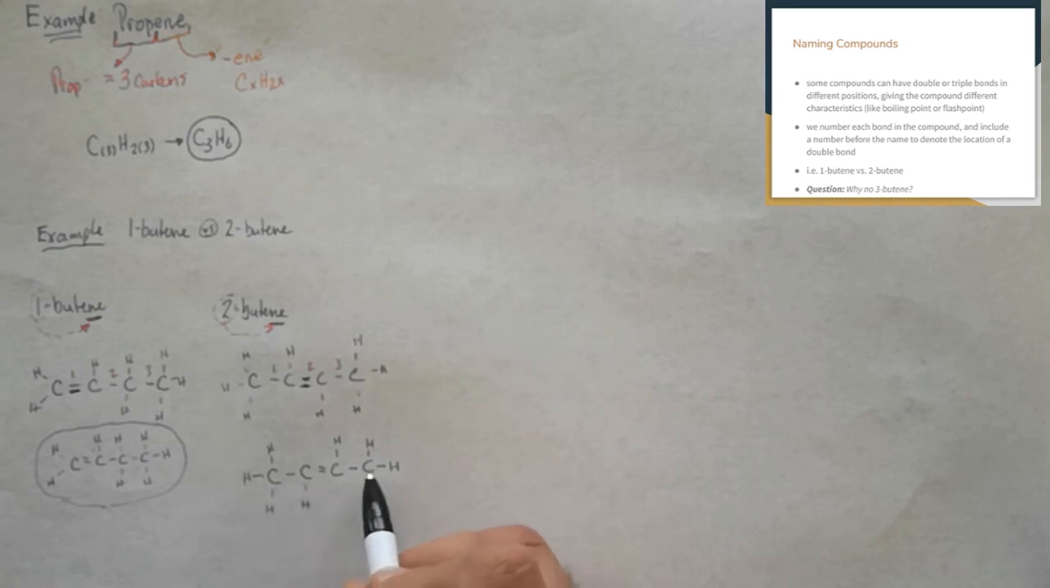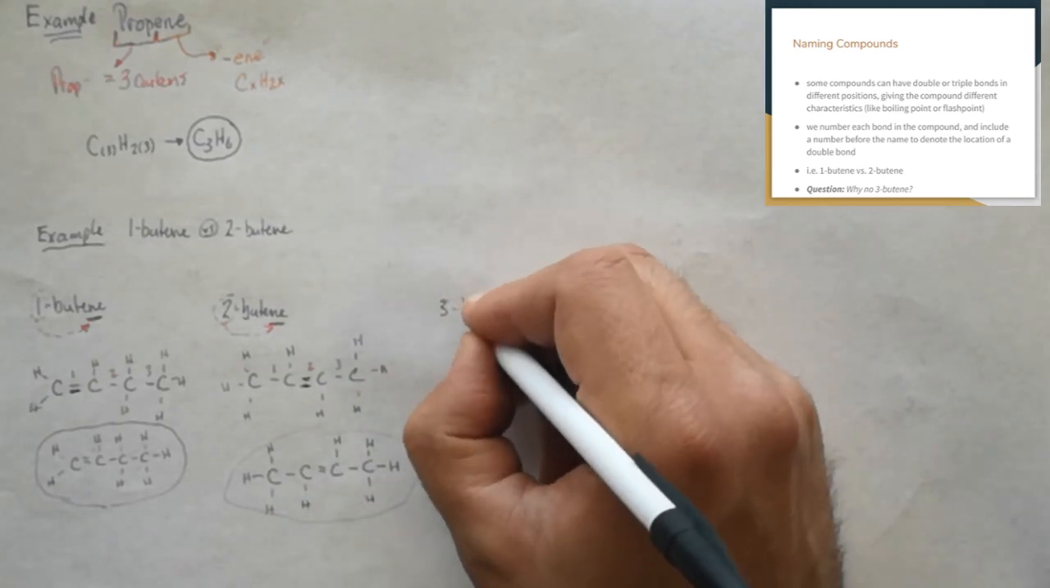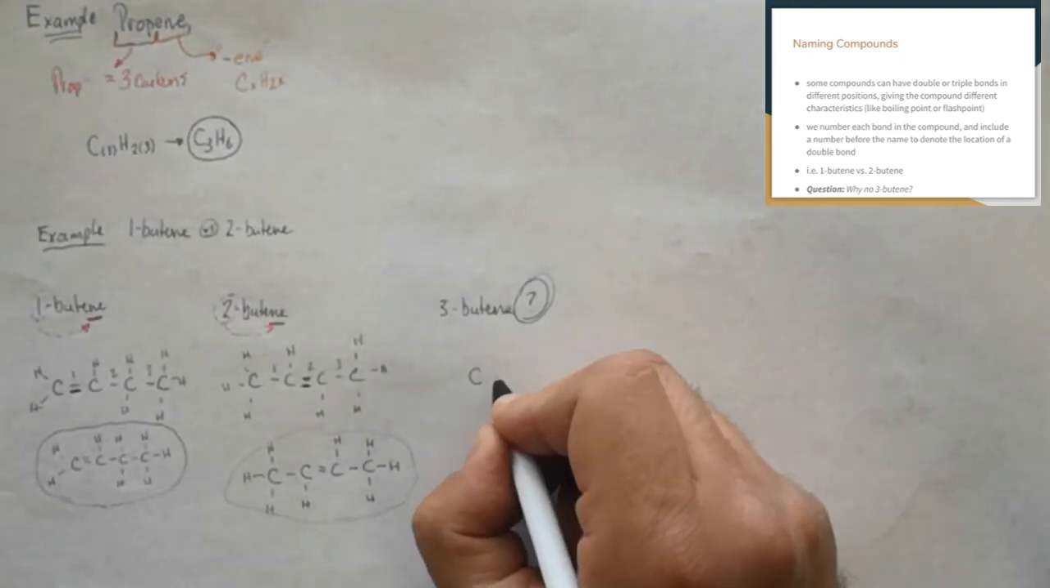Notice how we put the hydrogens on opposite sides of the chain. This is because we're trying to accommodate the repulsion of electrons. They want to be as far apart as possible. The question becomes, why no 3-butene? Well, let's draw out 3-butene and compare it to 1-butene.